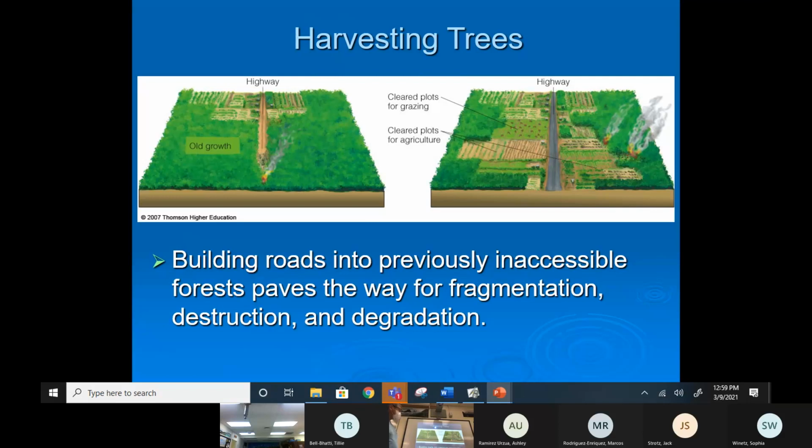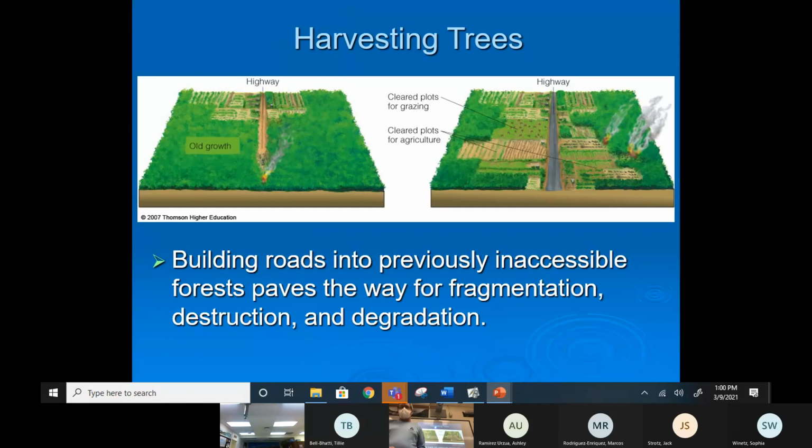So on the left, we kind of have the early stages of development. On the right, we have the later stages. You start by building a road in there, and that brings more people in, and then they start doing more things. And there we go. It just kind of builds on itself.